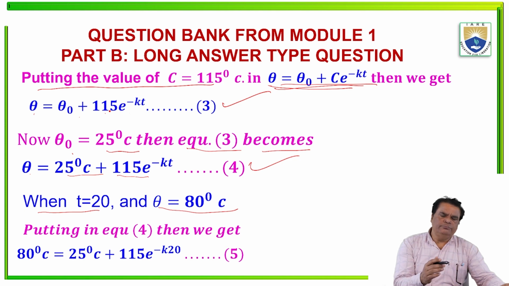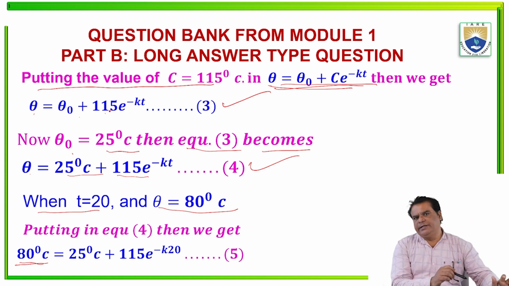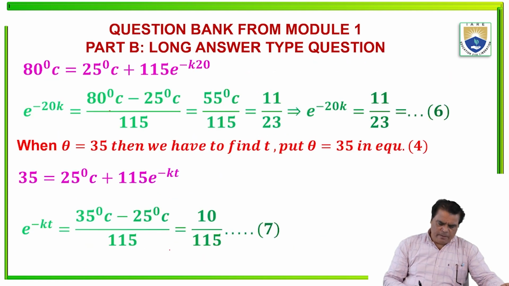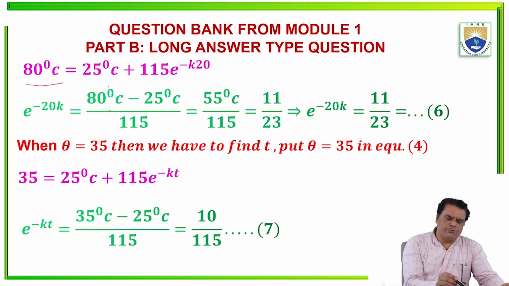T equal to 20 and theta is 180 degrees. So the temperature of the body is 80 after cooling down, 80 equals 25 plus this. Here t is 20 minutes. So now 80 degrees Celsius equals 25 degrees plus 115 e to the power minus 20k.